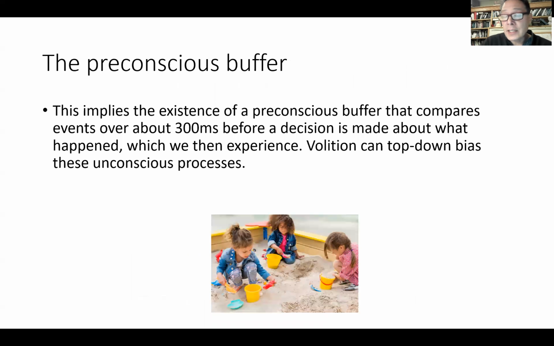that there is a preconscious buffer. This implies the existence of a preconscious buffer that compares events over about 300 milliseconds before a decision is made about what happened in the world, which we then experience. Volition can top-down bias these unconscious processes. So we're very interested in this question now.